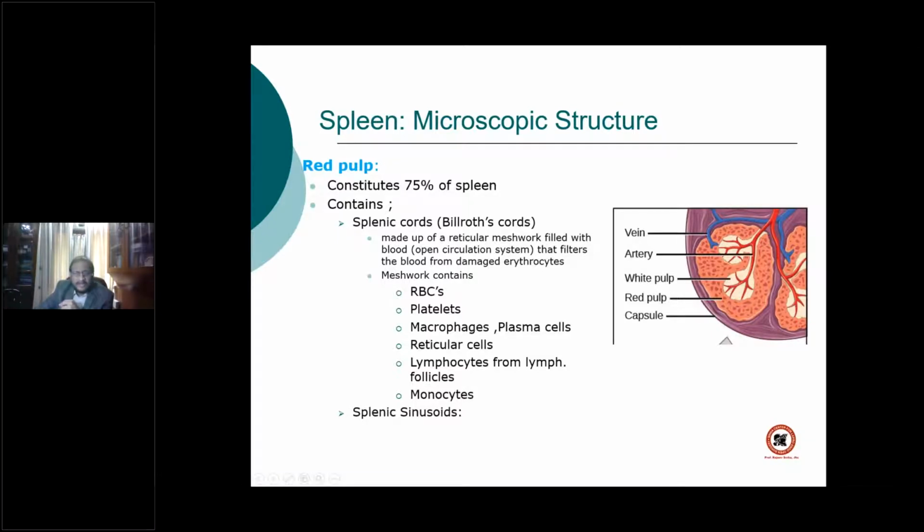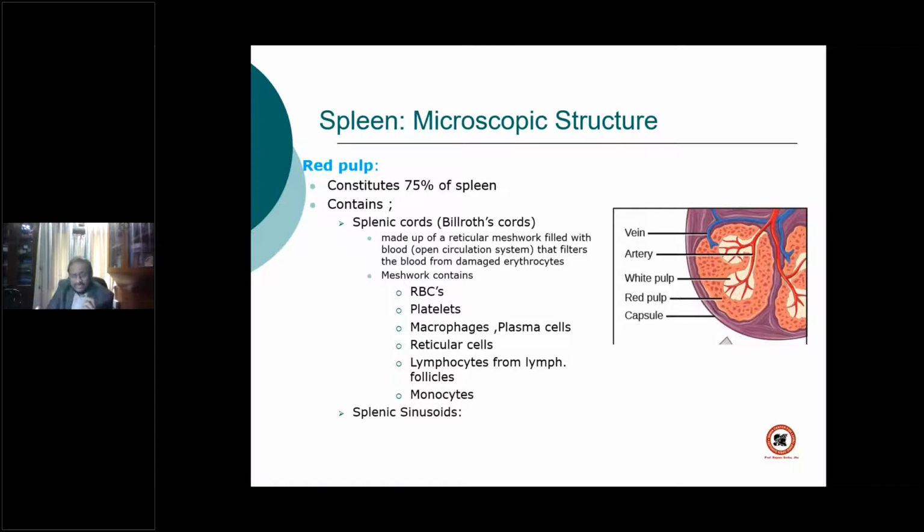It contains, number one, splenic cords of cells along what? Along a reticular meshwork. This same trabecula has given out a reticular meshwork. And that reticular meshwork is now filled with blood, which had been discharged in an open fashion. And this blood lying inside the reticular meshwork is lined by cells. Which cells? The RBCs, the platelets, the macrophages, reticular cells, lymphocytes, etc. And the cells are bathing in this blood and carrying out their function on it. We'll come to that function.